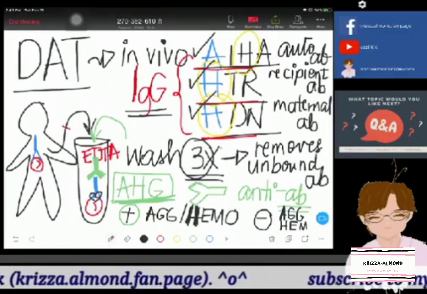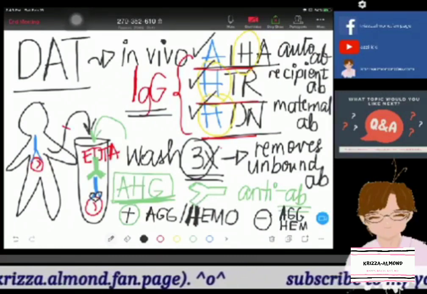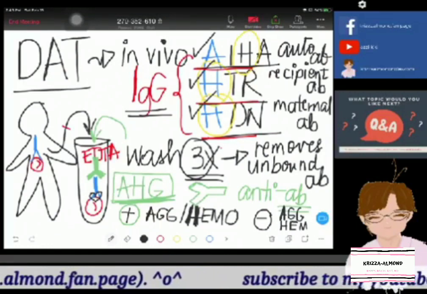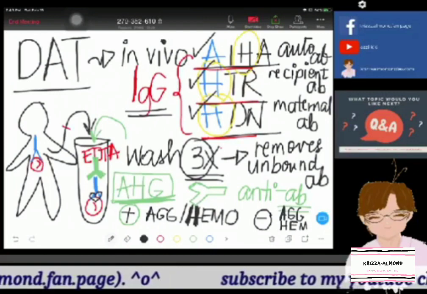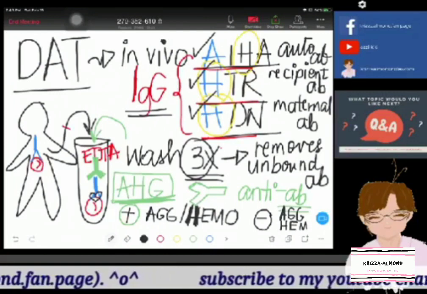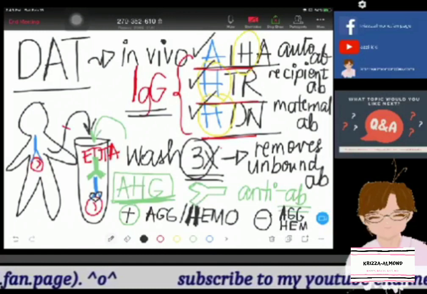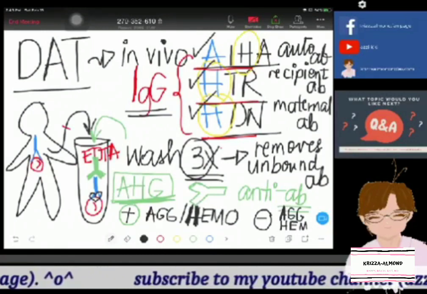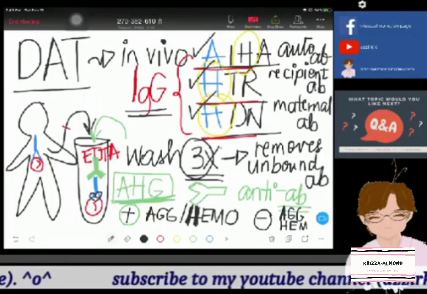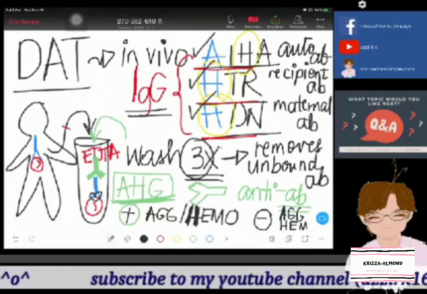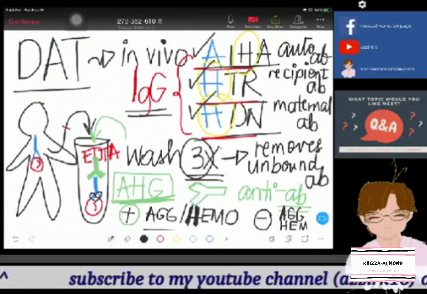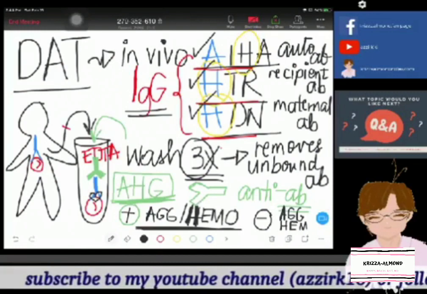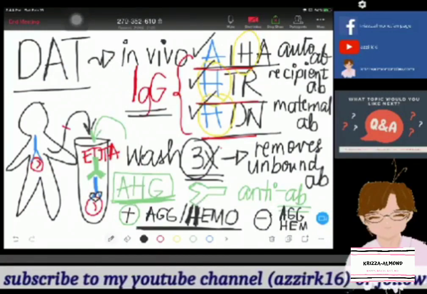Okay? And before we add the super reagent involved in this, which is AHG, we wash our specimen first to remove the antibodies which are not bound. Okay? It removes unbound antibodies. And after that, we will add our AHG reagent so that this AHG reagent will attach to antibodies which are attached to the antigens on our red blood cells, causing agglutination or hemolysis. The positive result for the direct antiglobulin test is agglutination or hemolysis.